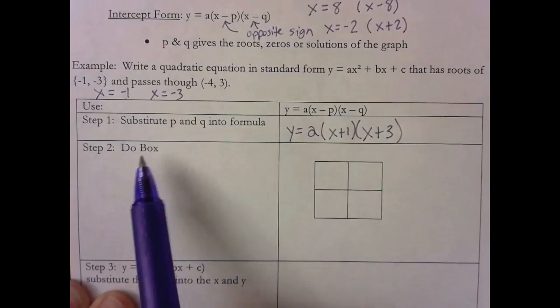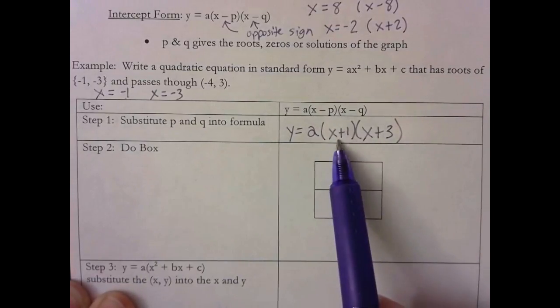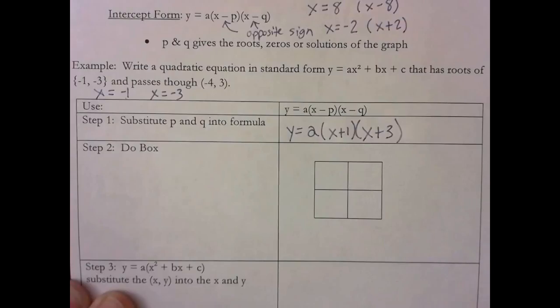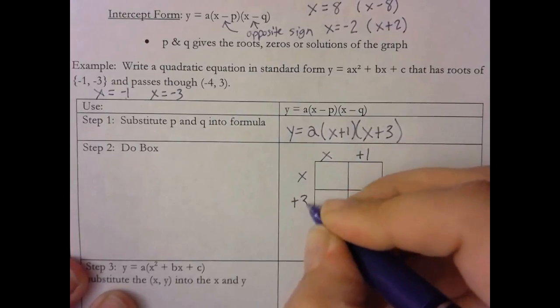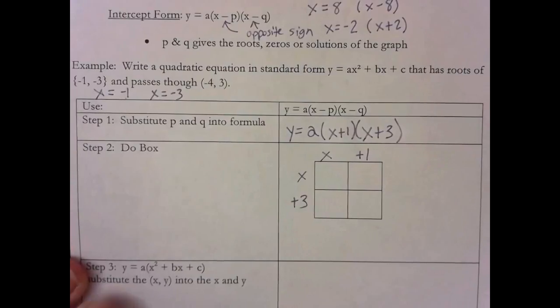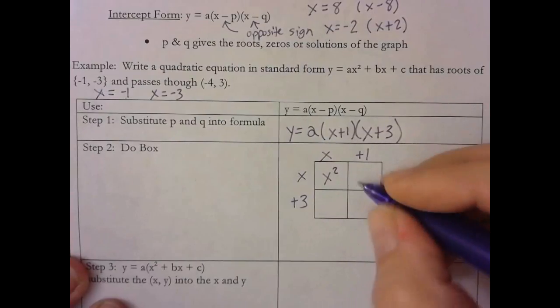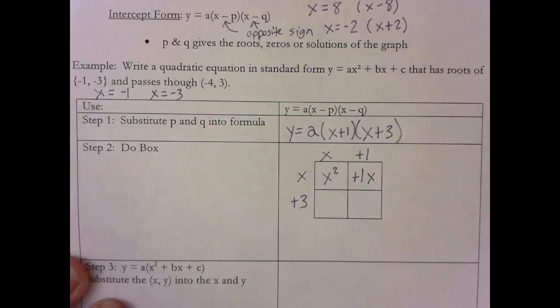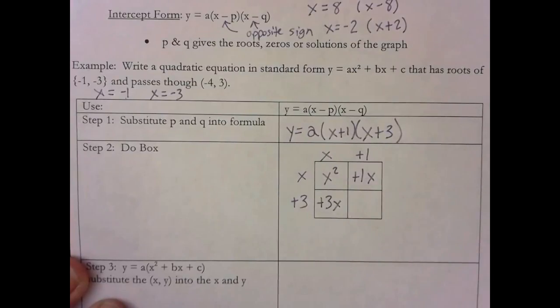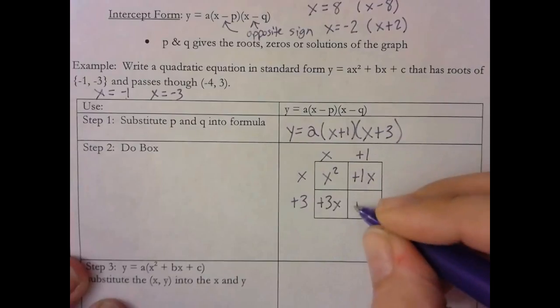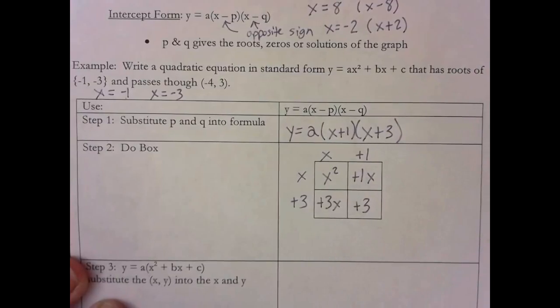Fabulous. Well, we need to do a box to figure out what x plus 1 times x plus 3 is. And we should be pretty good at filling in these boxes. So x times x, that's x squared. x times 1, that's positive 1x. 3 times x, that's positive 3x. And 3 times 1, that's positive 3.